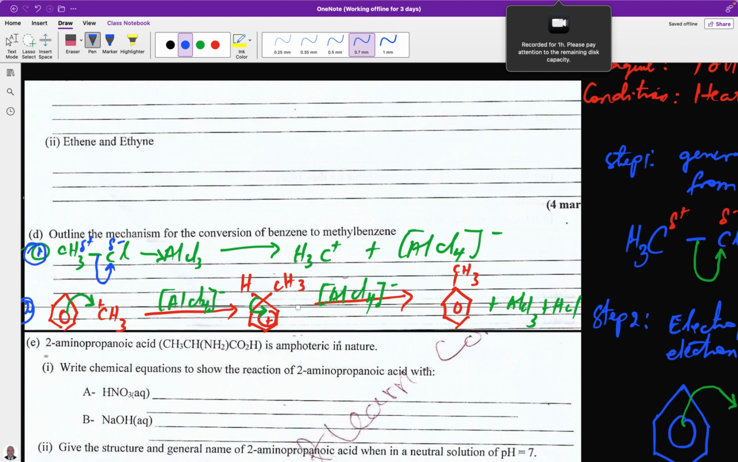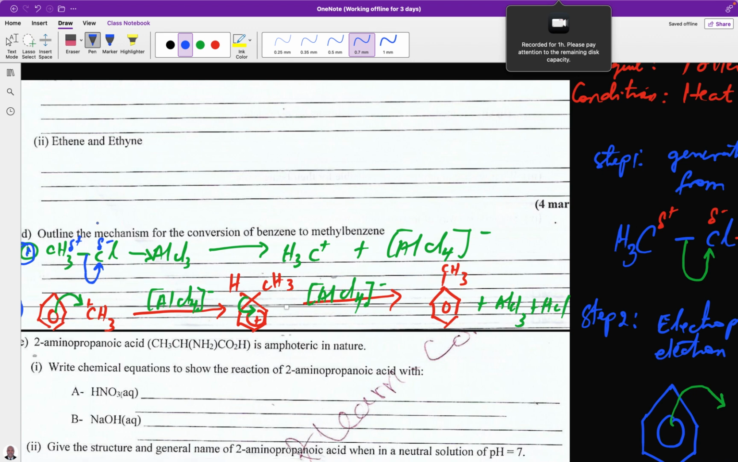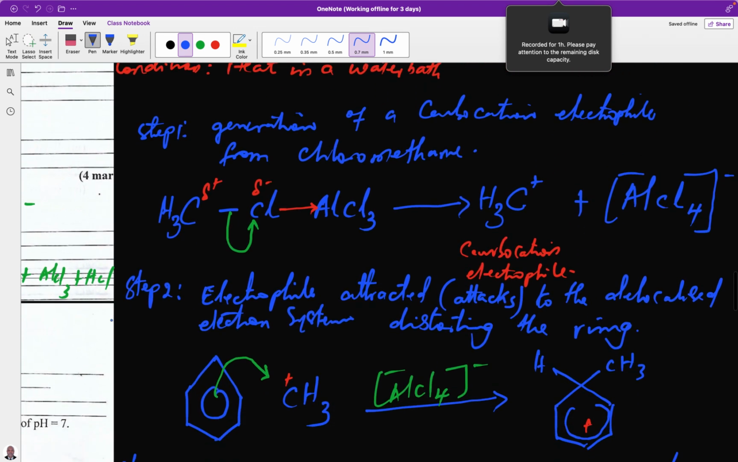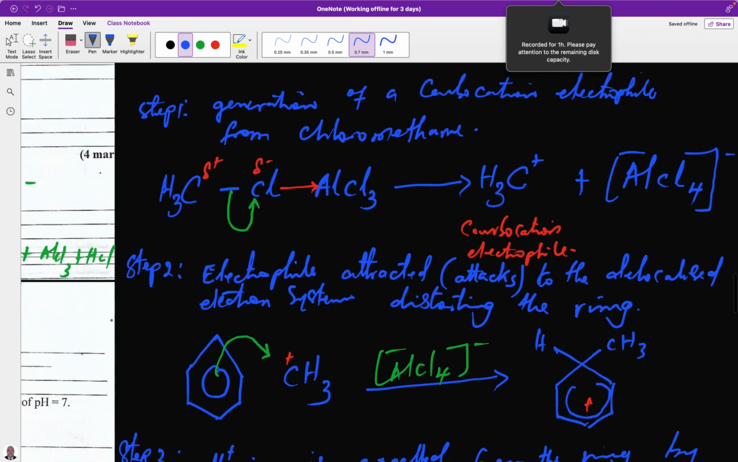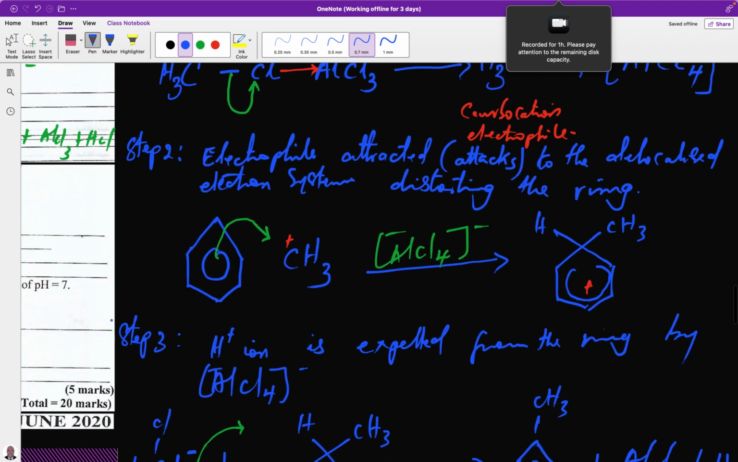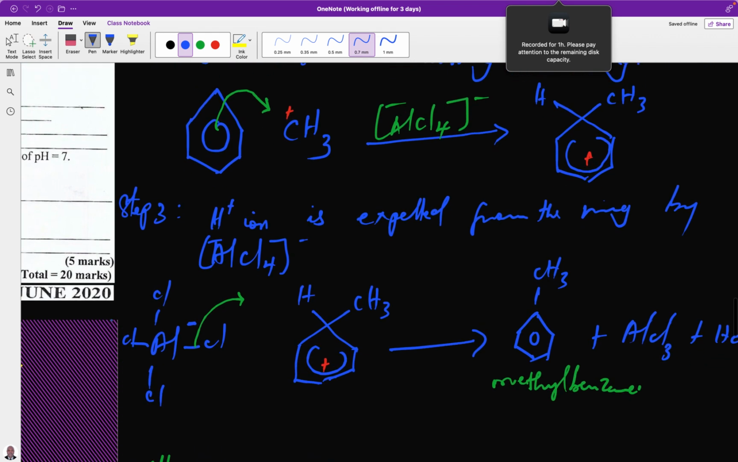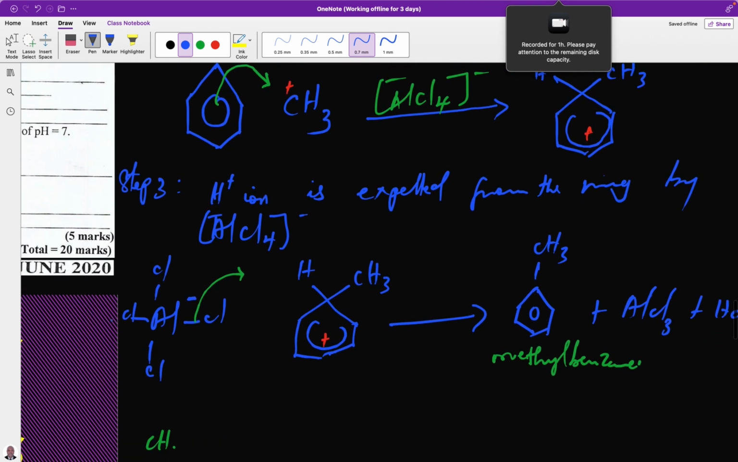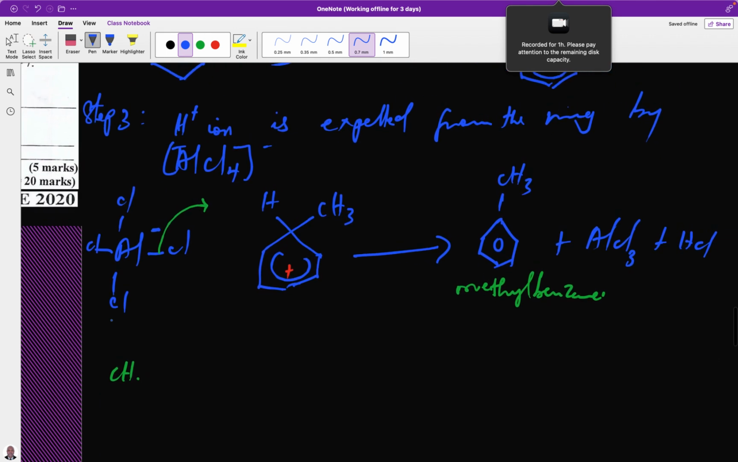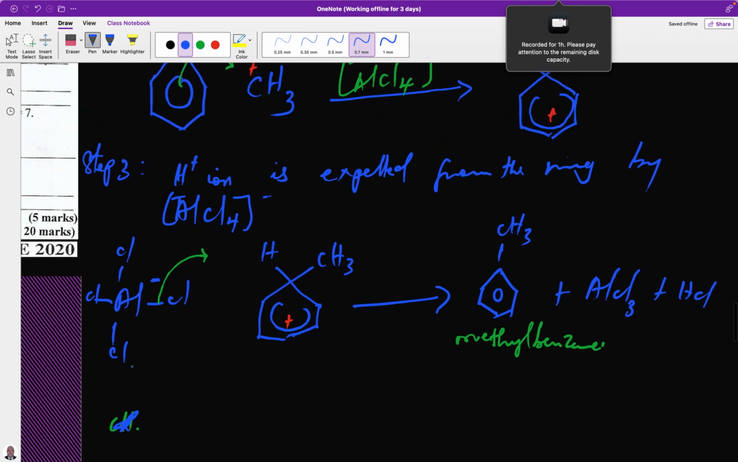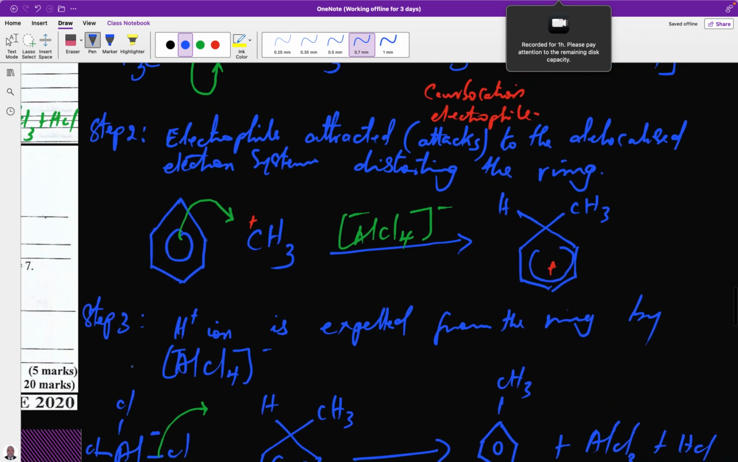So if you can write these steps, you'll be okay. These are the steps that are recommended for the purpose of revision. That was why I had to give you step 1, generation of the carbocation electrophile from the chloromethane. Then the electrophile attacks the ring, distorting the ring. Then step number 3, the hydrogen ion is expelled from the ring, and that is the regeneration. I gave all these for the purpose of revision.